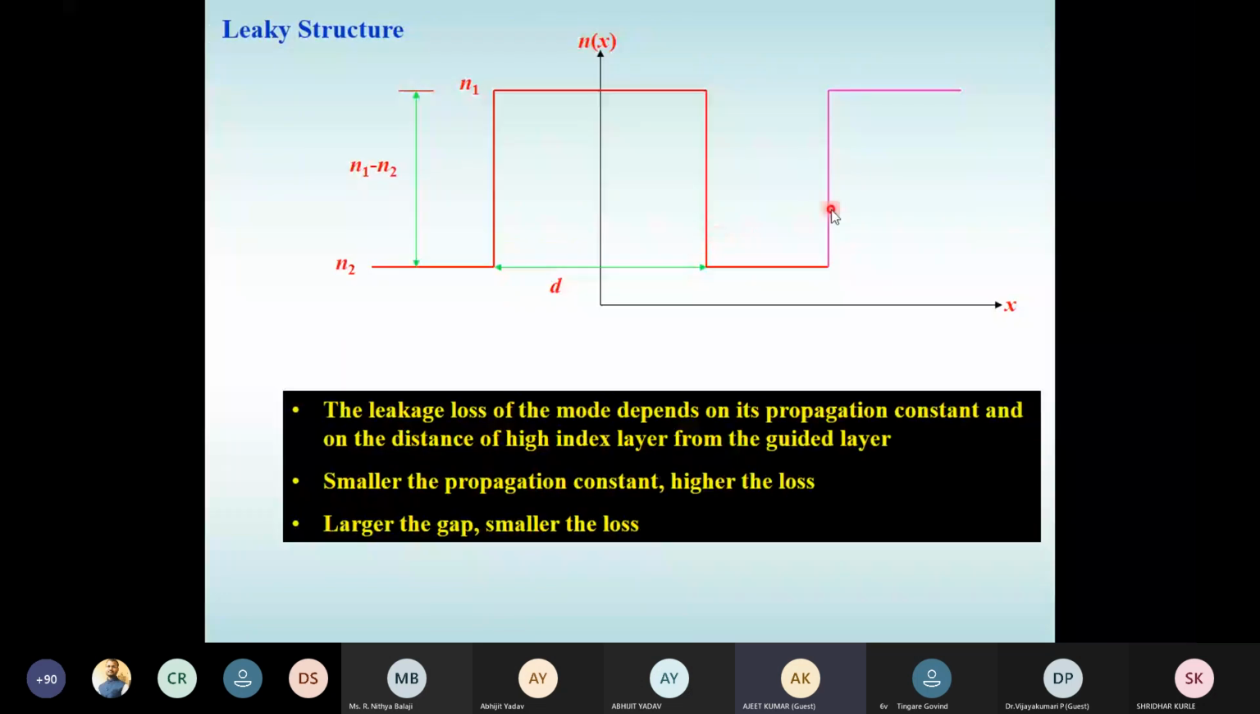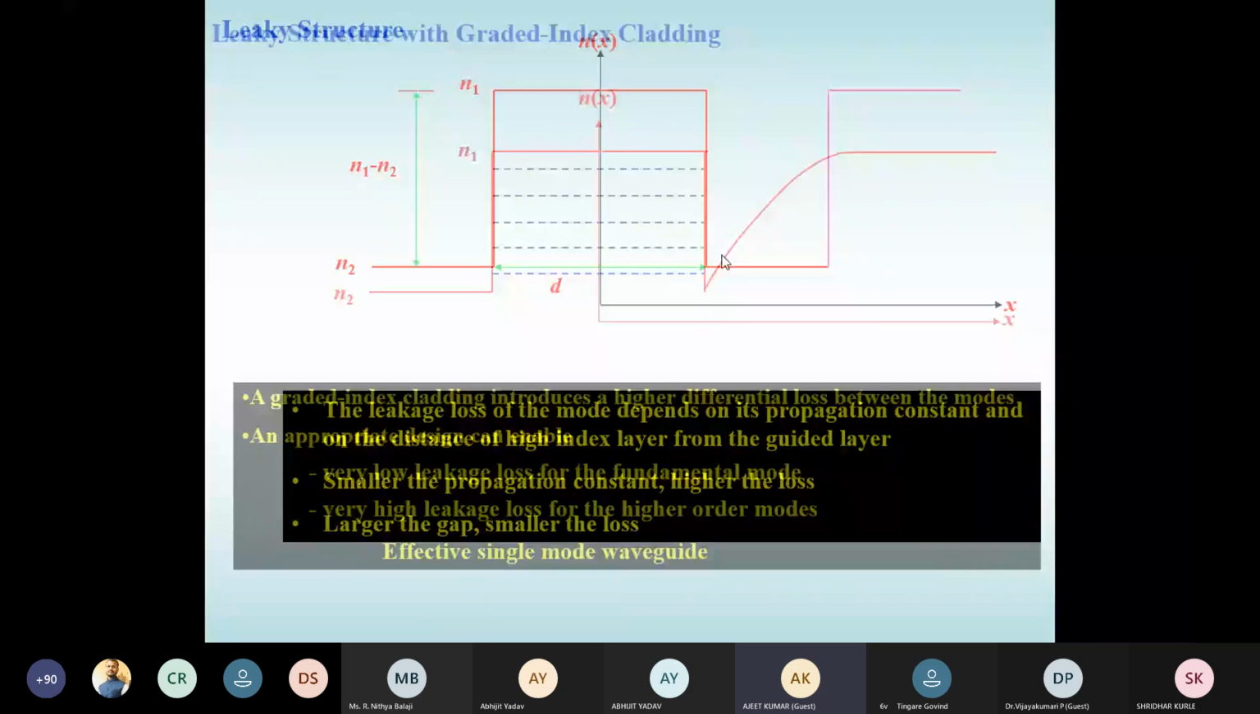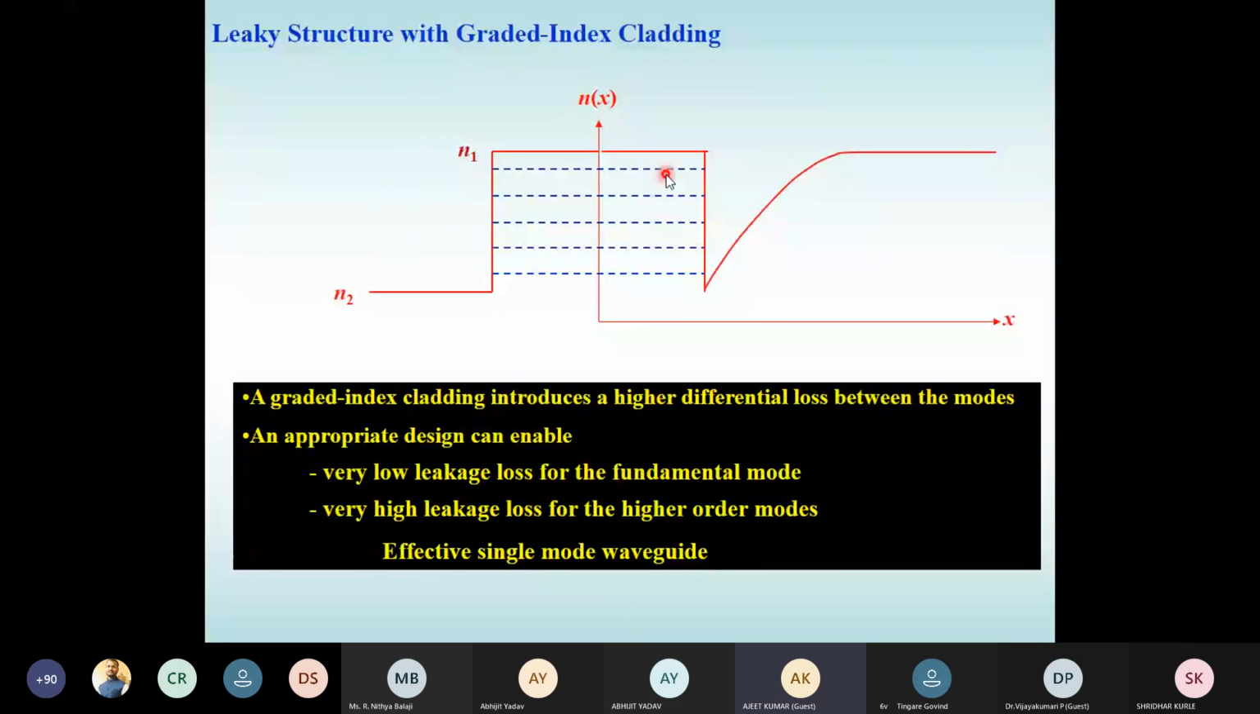Your aim is that the loss for the fundamental mode, the first one, should be minimum, and it should be greater for the others. So instead of giving this kind of profile, if you give this kind of profile, then the fundamental mode which you want will see the high index region at a larger distance in comparison to all the unwanted high index modes, and this will increase the loss ratio between the fundamental mode and the high order mode. So this kind of structure is one of the given structures for leaky designs.